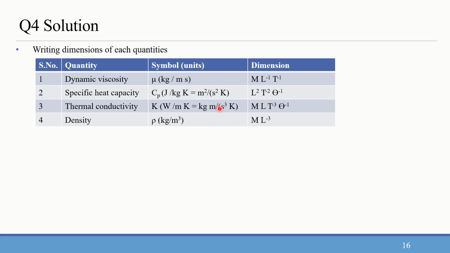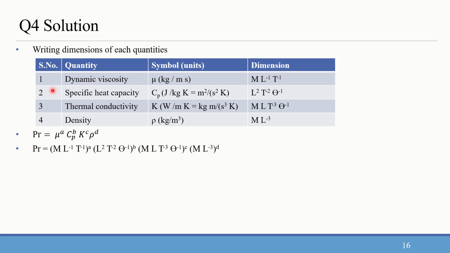Next step is to get it to this form. Pr is the Prandtl number, and it is given by Pr equal to mu to the power of A, Cp to the power of B, K to the power of C, rho to the power of D.